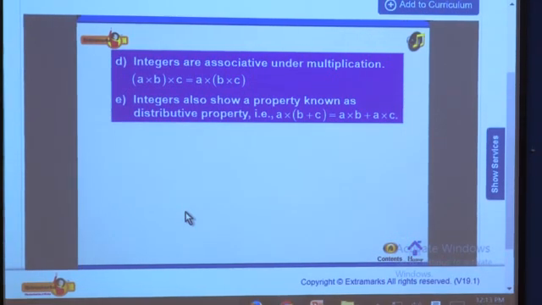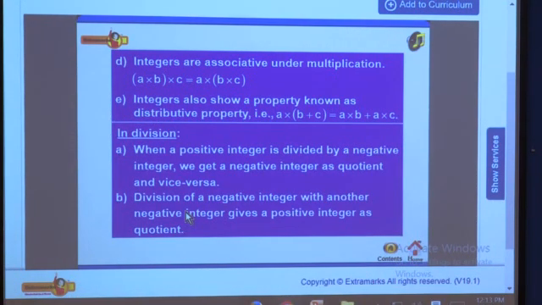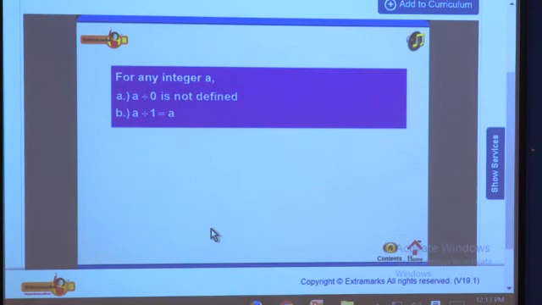Integers also show a property known as distributive property as shown. In division, when a positive integer is divided by a negative integer, we get a negative integer as quotient and vice versa. Division of a negative integer with another negative integer gives a positive integer as quotient. For any integer a, a divided by 0 is not defined and a divided by 1 is equal to a.